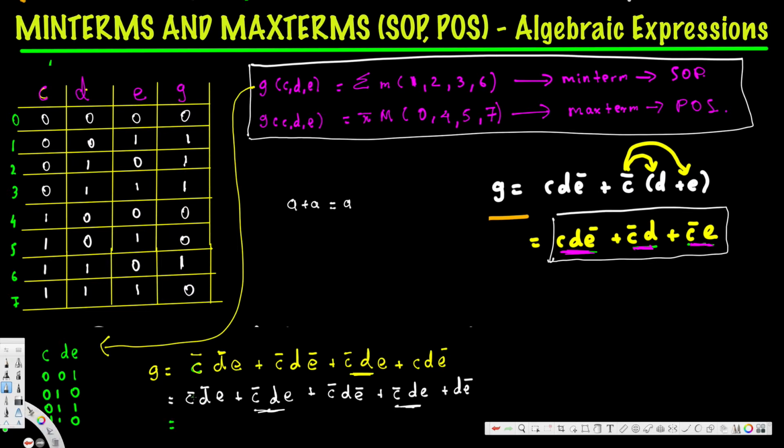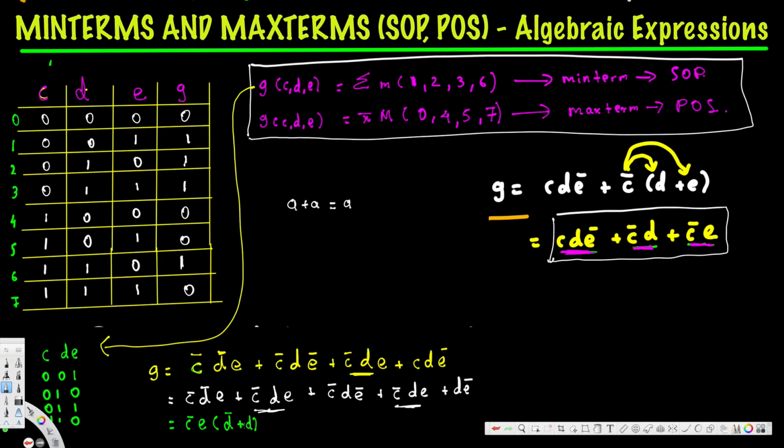Here we can take C bar E common. If we take C bar E common, what's going to happen? We are going to have D complement plus D. You can say C bar or C not or C complement. All of them are correct terms.